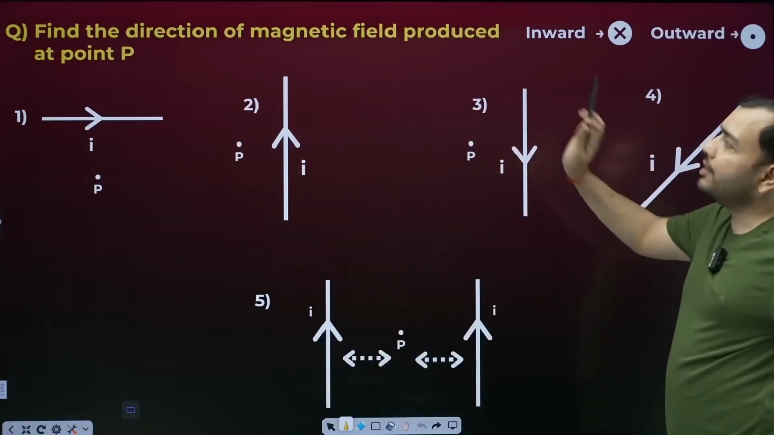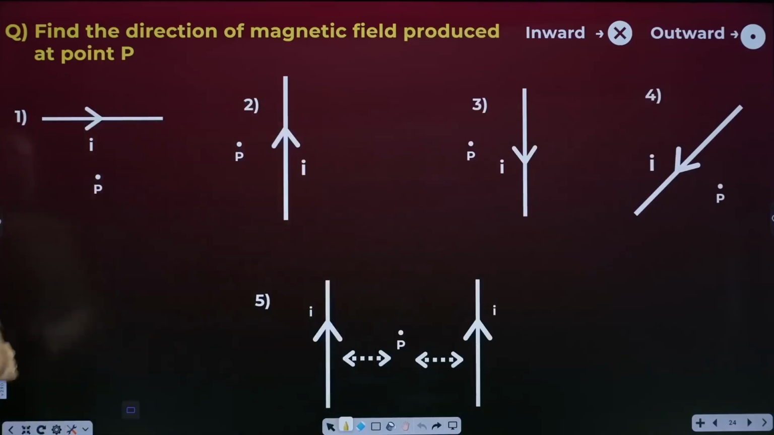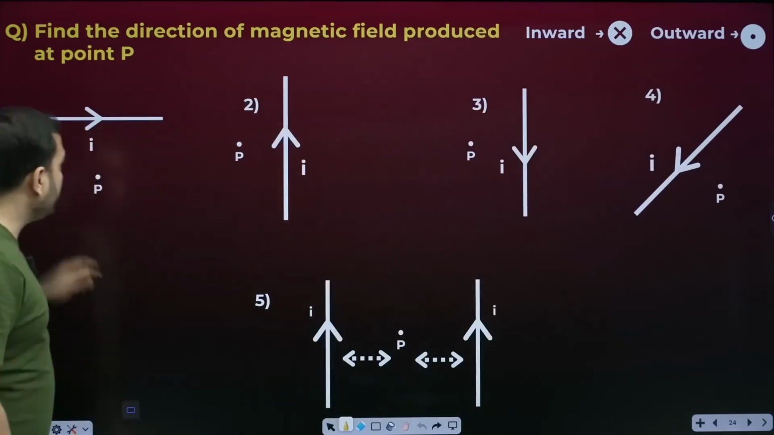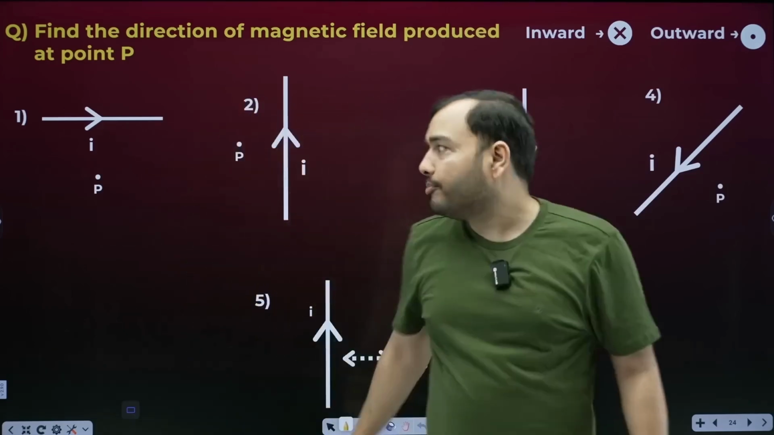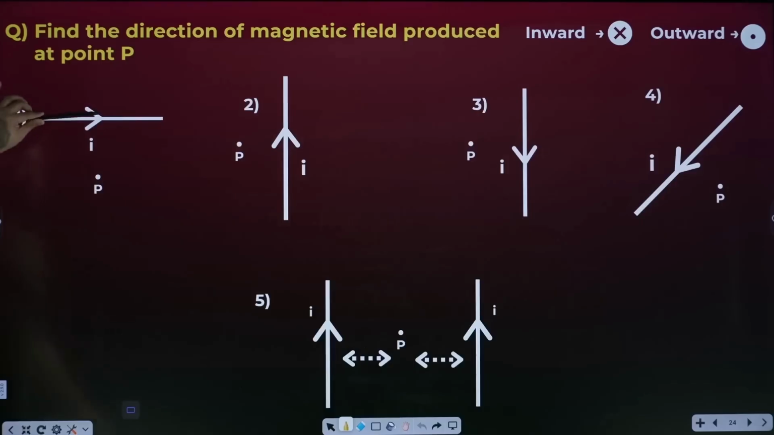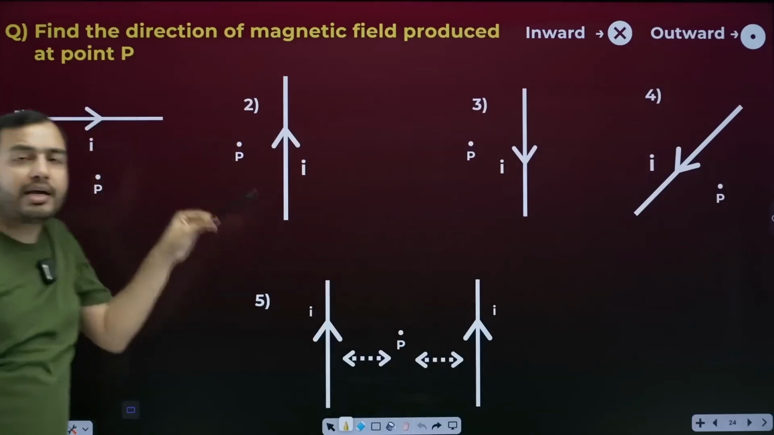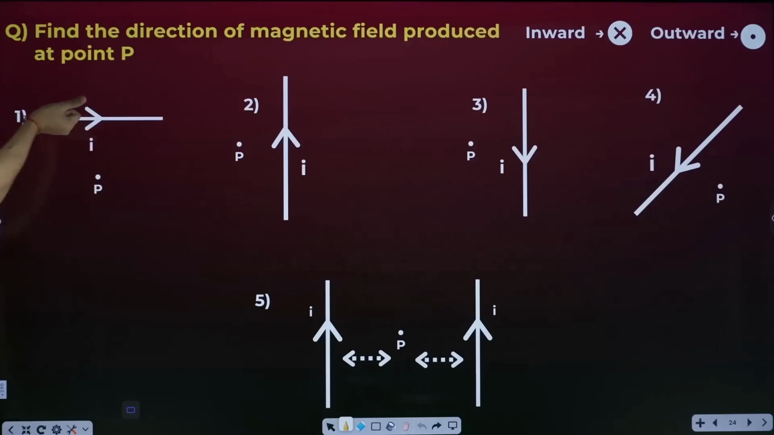Find the direction of the magnetic field produced at point P. We have to find the direction of the magnetic field at this point P because of the current. We have to use Maxwell's right hand thumb rule. How will the magnetic field be at point P? This is the wire, current is going this way. What does the rule say? Hold the wire with your right hand, held it. Place the thumb in the direction of the current, placed it. Now curl your fingers, look carefully.